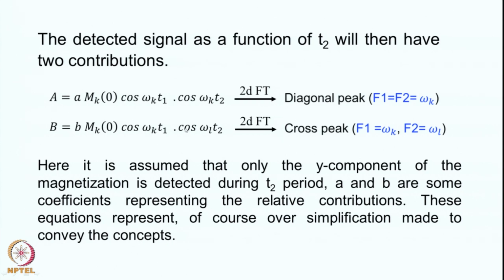Now in this particular case, if I do a Fourier transformation, then along the F1 dimension I will have this frequency omega k, but along the F2 dimension I will have this frequency omega L. Therefore this is F1 equal to omega k, F2 equal to omega L. Therefore this is called the cross peak. Here it is assumed that only the Y component of the magnetization is detected during the T2 period, but this is a very simplistic view as I mentioned to you. A and B are some coefficients representing the relative contributions. These equations represent, of course, an oversimplification as I mentioned to you already, to bring out the concepts.